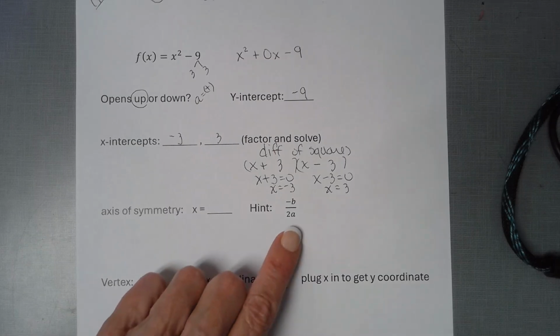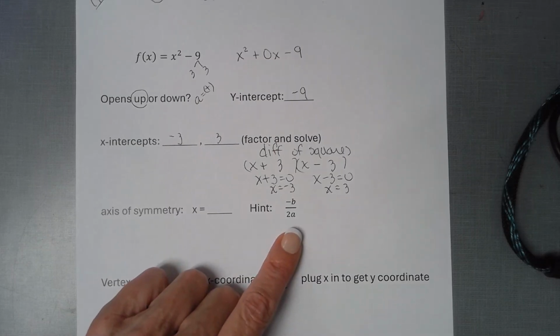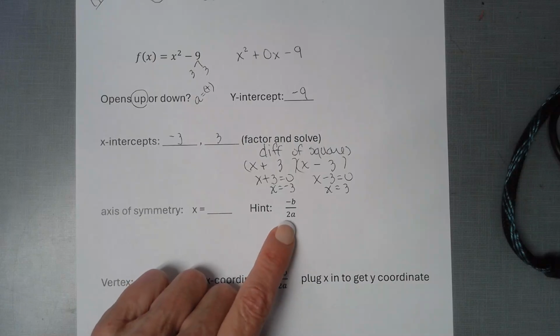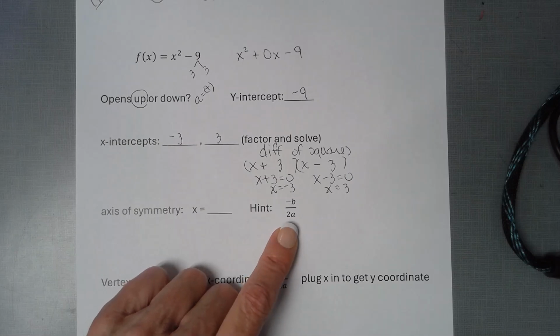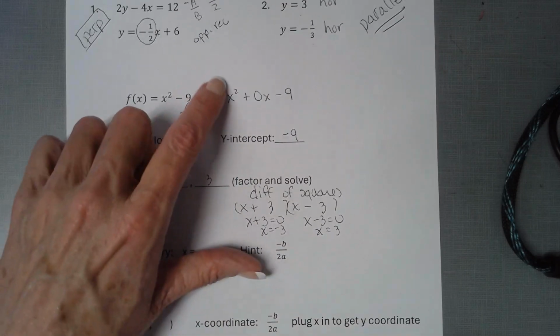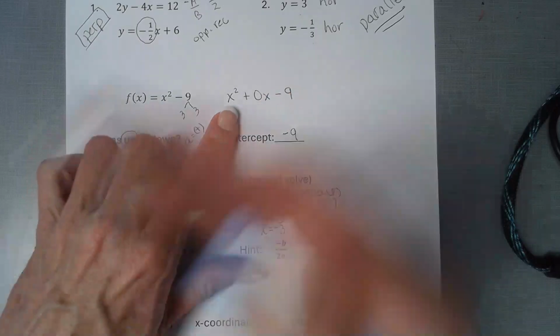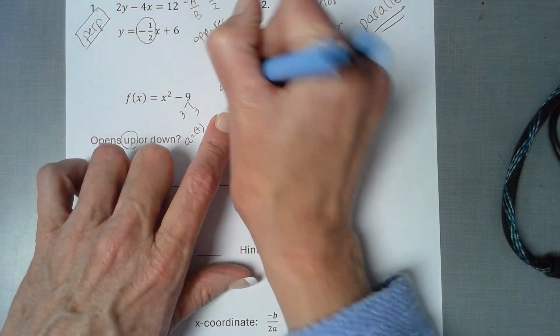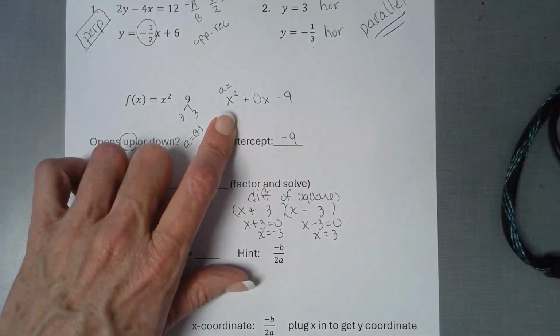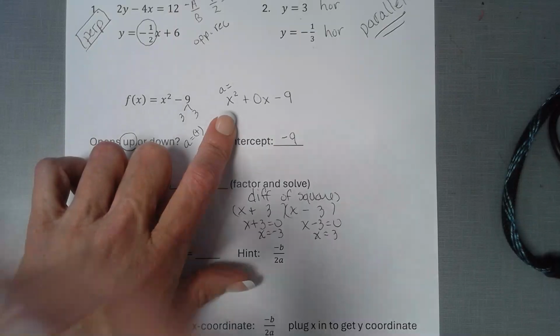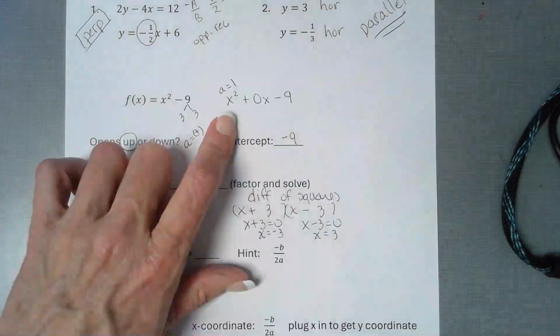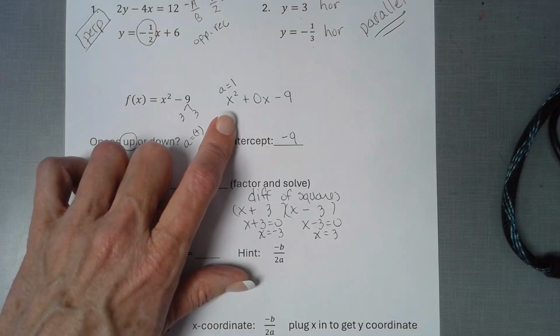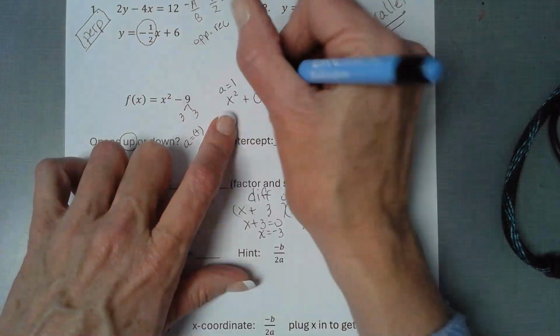Axis of symmetry. This formula will not be given to you on a standardized test. So eventually, you know, I've got to stop giving you this guy. Okay? But it's the opposite of B over 2A. So if we look at how I rewrote this, can somebody tell me what A is? X, A is a number. Yes, it is the coefficient in front of the x squared. And if there's nothing there, it's understood to be a 1. What is my B?